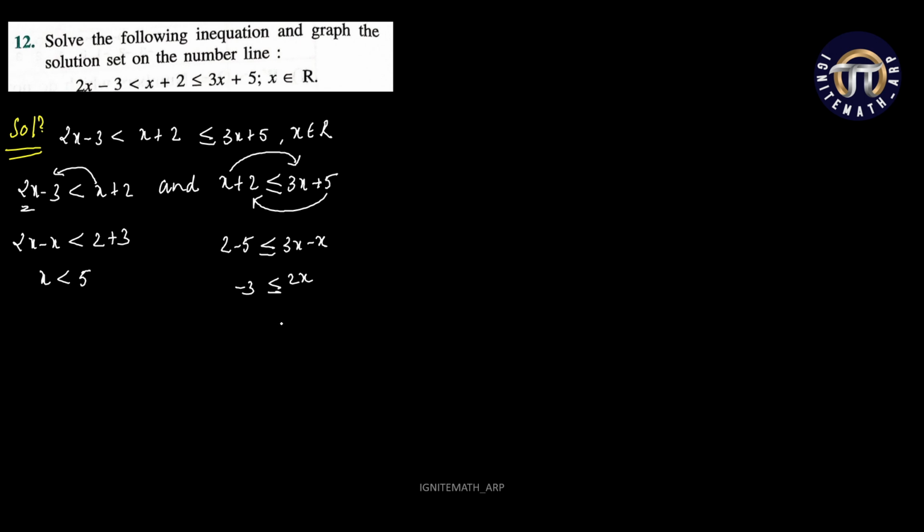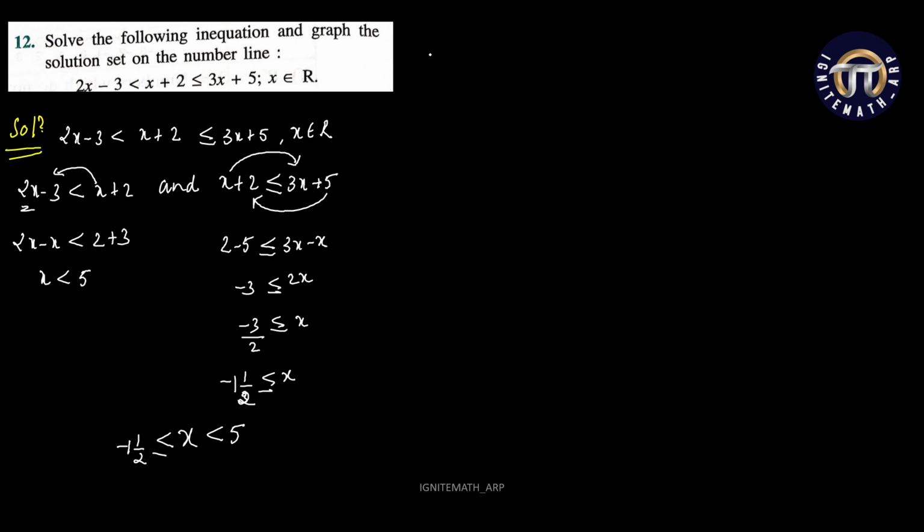Then I can write this one as x is greater than or equal to minus 3 by 2. X is greater than or equal to minus 1, 1 by 2. Clear, children? So I'll combine these two and write x is greater than or equal to minus 1, 1 by 2 and smaller than 5.